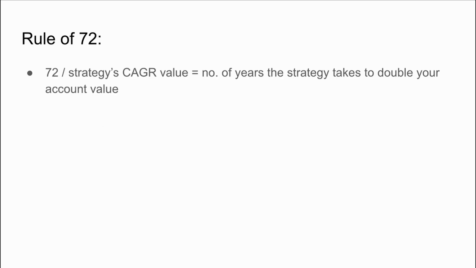A rule of thumb would be to divide 72 by your strategy's CAGR, and that would give a rough estimate of the number of years it would take for your strategy to double your account value.